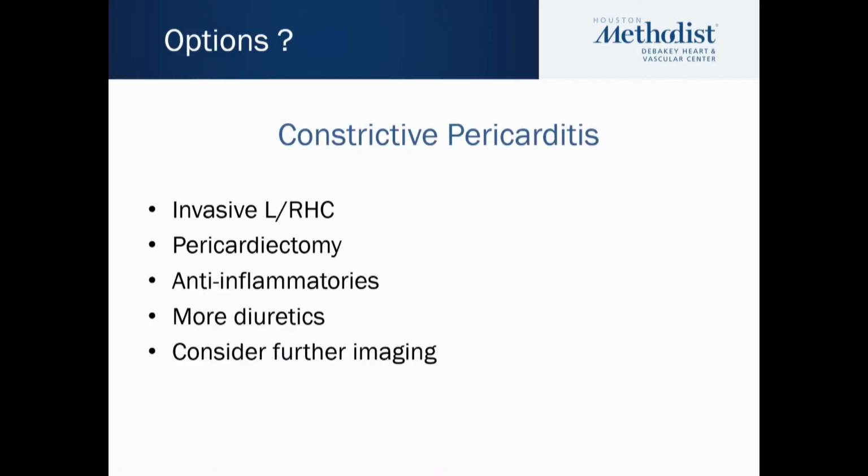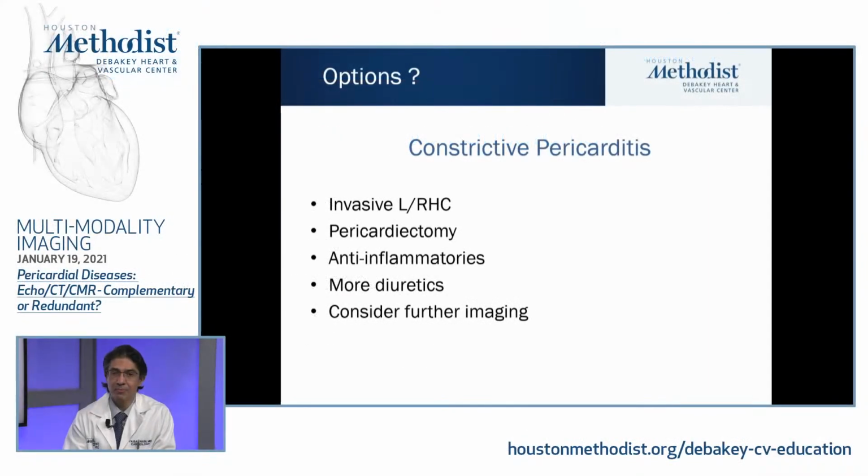But here's my question to you. What would you do with this patient? Are you going to send him and further try to refine the diagnosis by doing an invasive left and right heart cath? Will you send him for stripping? And you know this can be a difficult surgery. Will you just simply start him on anti-inflammatories? Will you give him diuretics for his right heart failure? Or are you going to consider further imaging?